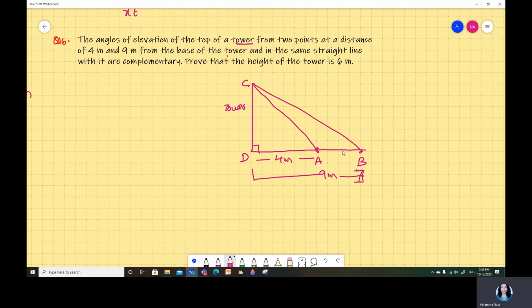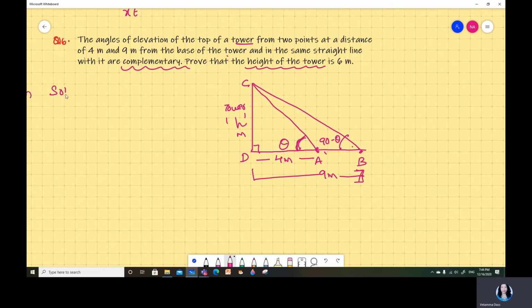D, A, B are in the same straight line, so they are collinear, and the angles formed, they are saying they are complementary. They have not given the angle actually, though in all the diagrams you can find a given angle. They have said that angle A and angle B are complementary. So if I assume this to be theta, I can say angle B will be 90 minus theta. Since angle A and B are complementary, we have to prove that the height of the tower is 6 meters. So let us assume this to be h meters. I hope this diagram is perfectly clear.